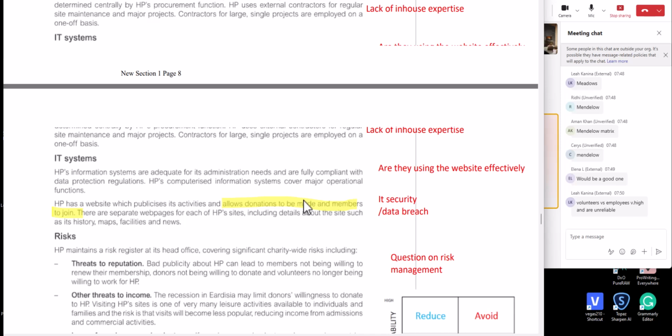Volunteers may be unreliable. They may not turn up. They may not be that interested, come once and never come again. So they're not a reliable replacement. The good thing is they are free.